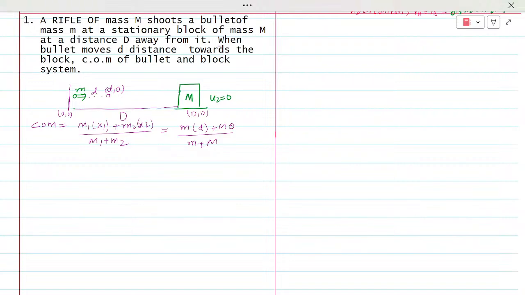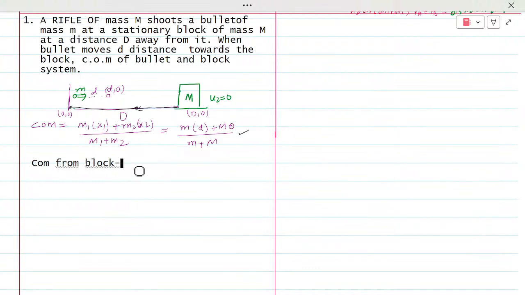But suppose the question is like this: the center of mass from the block of mass capital M, from the block. From here they are asking, means from here the center of mass is in the distance, somewhere here. So this is the center of mass, and from here they are asked to find the distance.